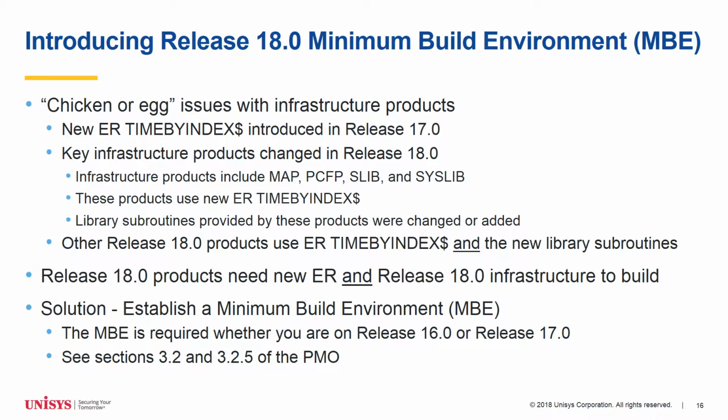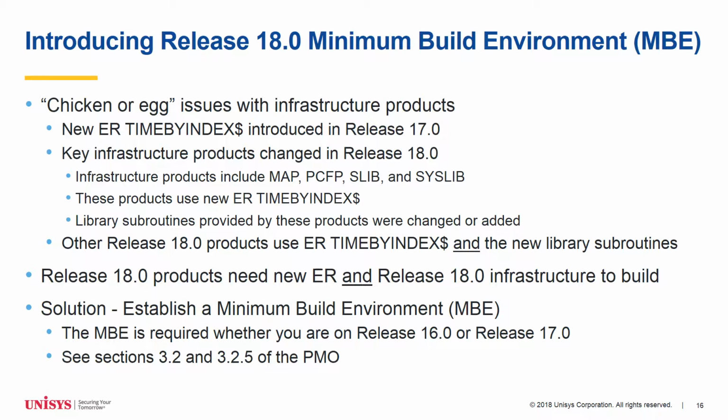A majority of the products in Release 18 use library subroutines that are part of PCFP, SLIB, and SysLib. Many of the products in Release 18 assume that the Release 18 levels of MAP, PCFP, SLIB, and SysLib are available at compile time, collection or link time, and execution time. This creates a chicken-or-egg, which-came-first situation. Trying to build Release 18 products on your current system that's still running software from Release 16 or 17 before installation, and Release 18 products can only be built or executed if the necessary Release 18 infrastructure pieces are already present. Or you can't install Release 18 until you build some products, but you can't build Release 18 products until you install the Release 18 infrastructure.